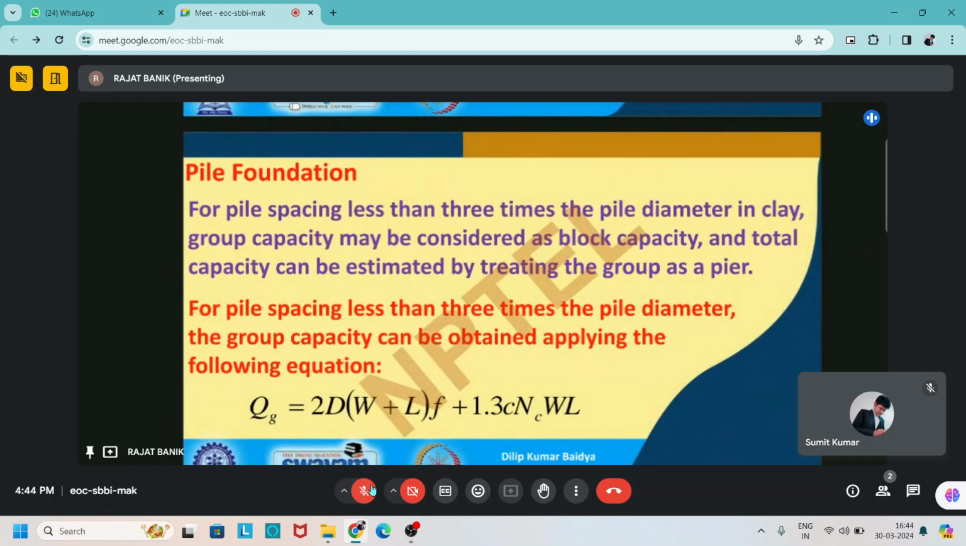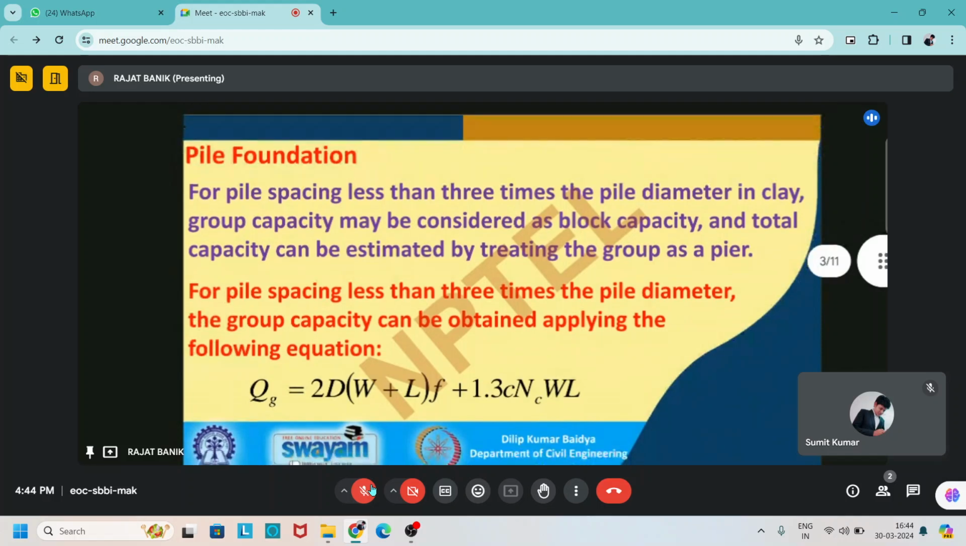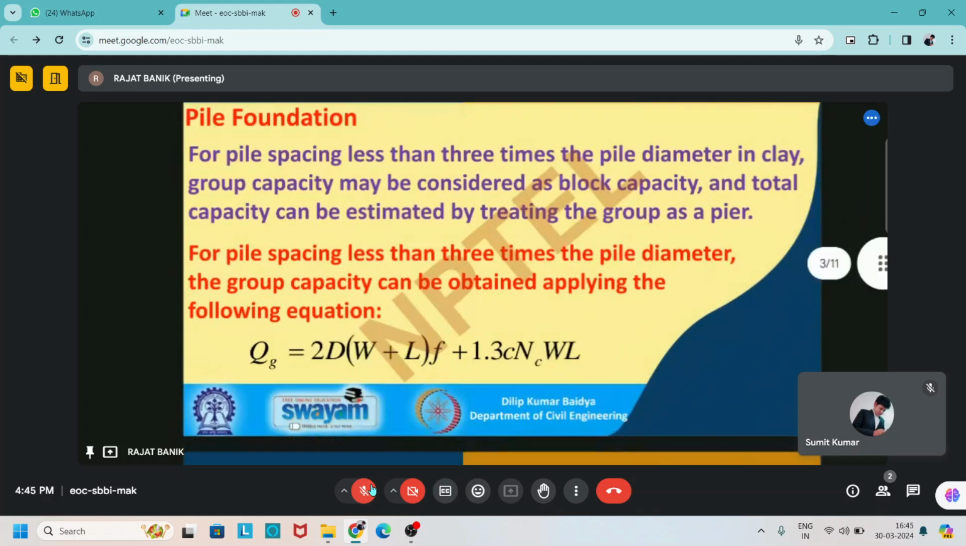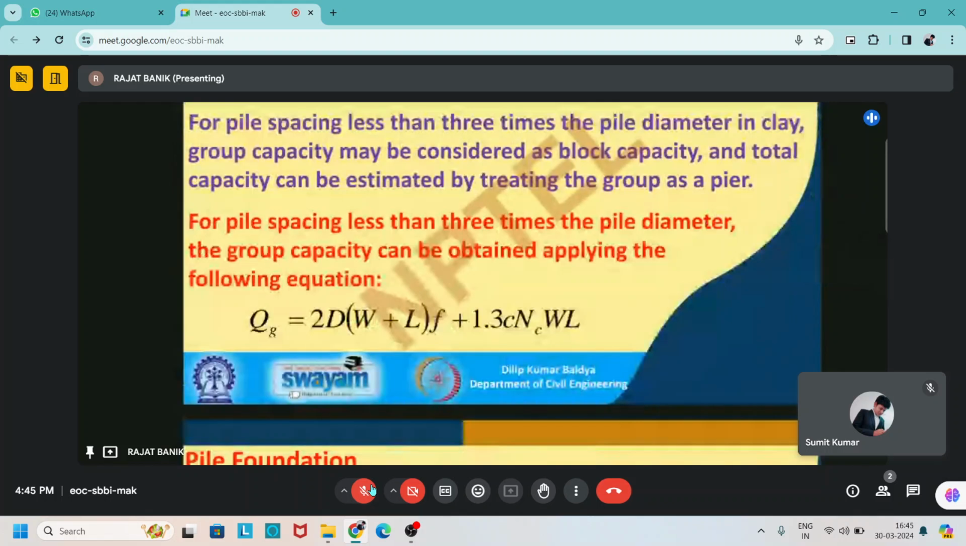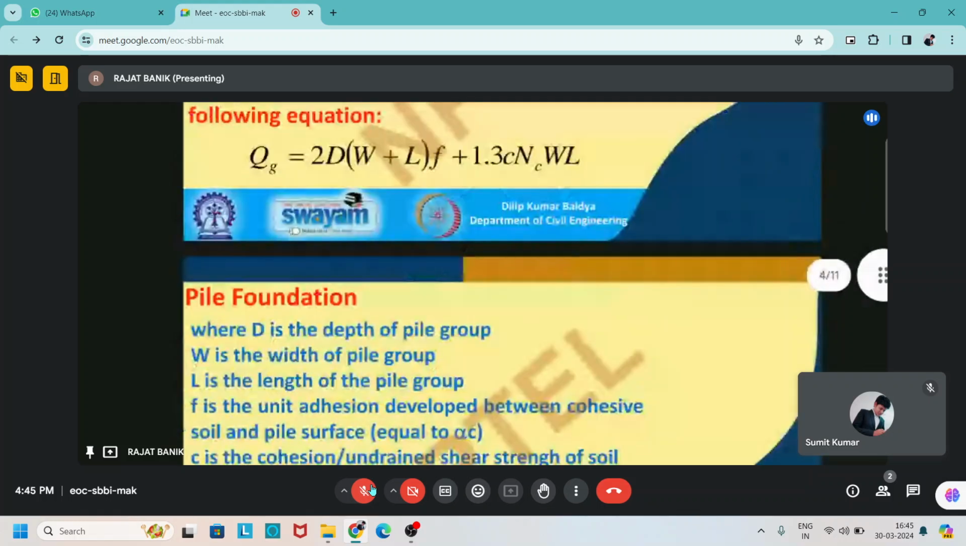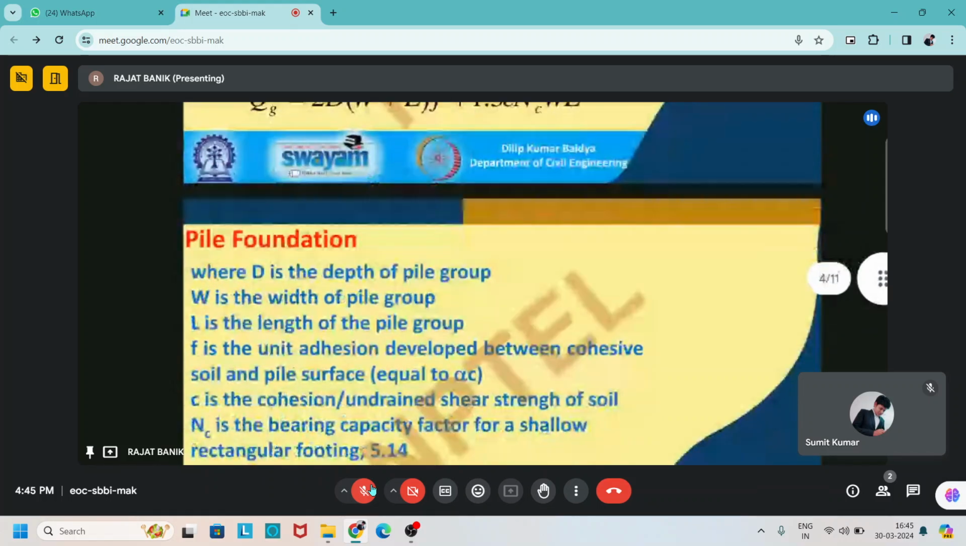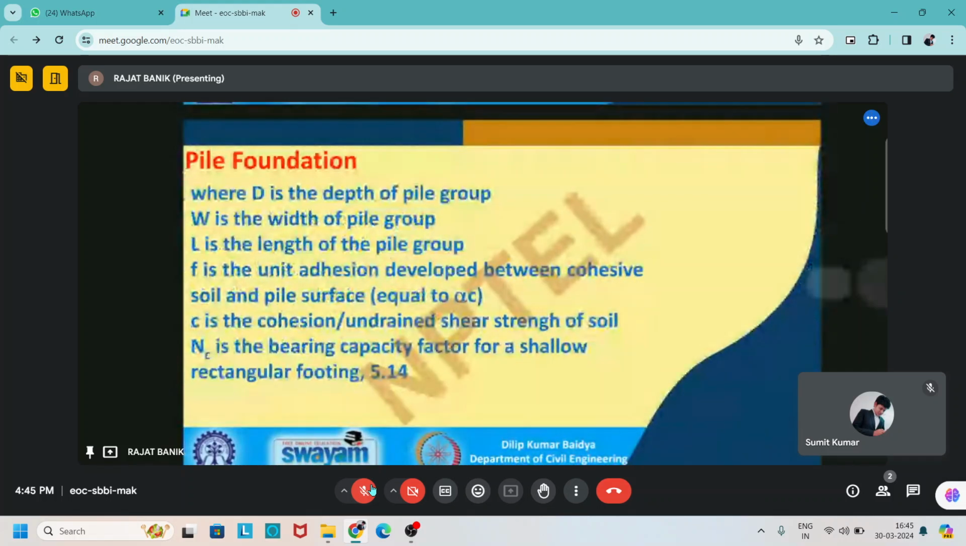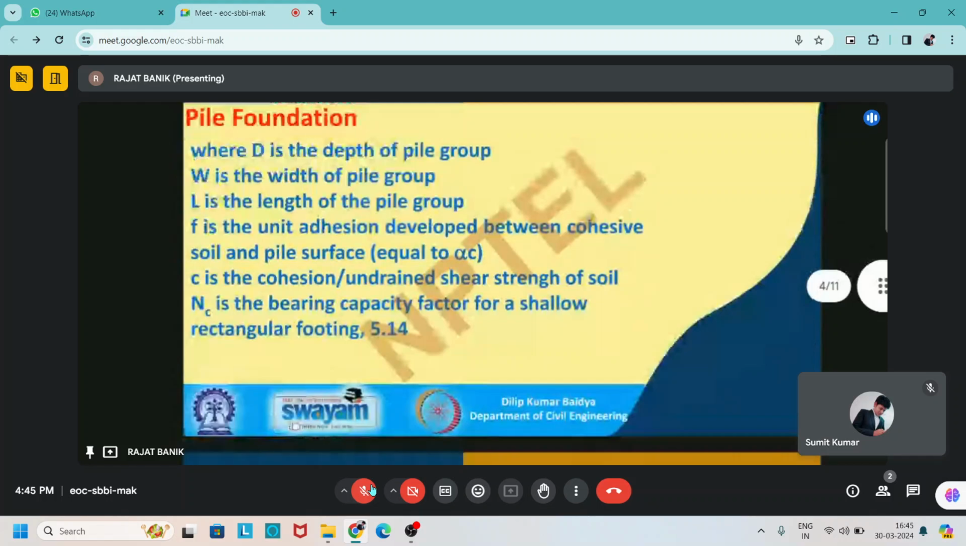For pile spacing less than 3 times the pile diameter, the group capacity can be obtained by applying this formula: Qg is equal to 2D into (W plus L) into f plus 1.3 c Nc WL. D is the depth of the group, W is the width of the pile group, L is the length of the pile group. f is the unit adhesion developed between the cohesive soil and the pile surface, which is equal to alpha into c. c is the cohesion or shear strength of the soil, and Nc is the bearing capacity factor. For a shallow foundation footing, it is 5.14. For a deep foundation, it is 9.